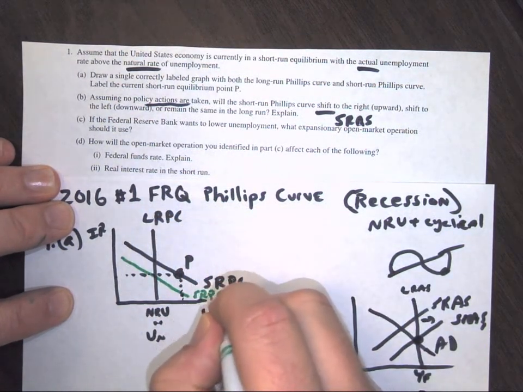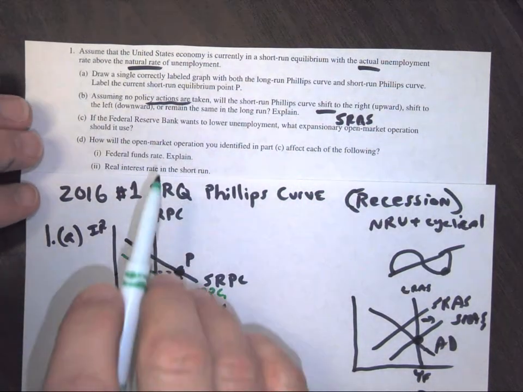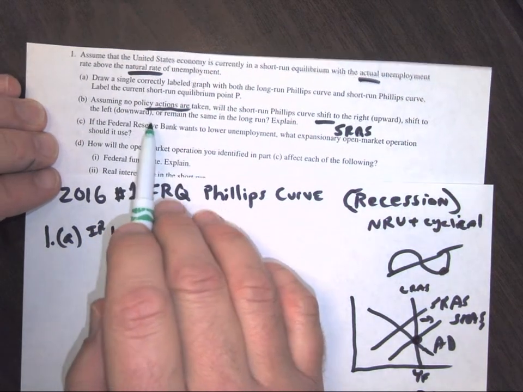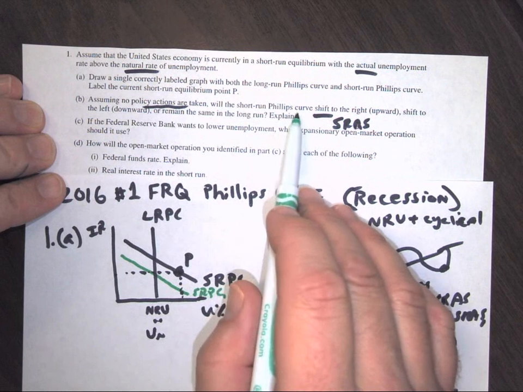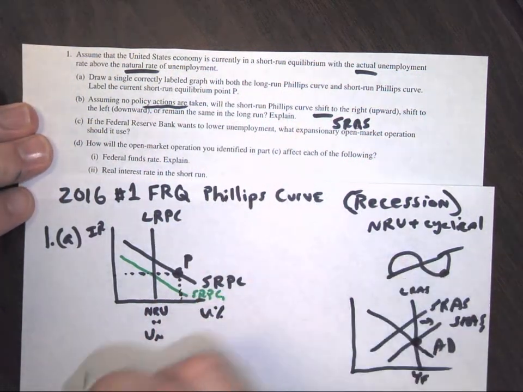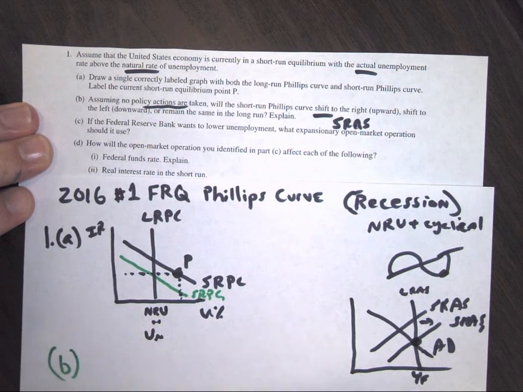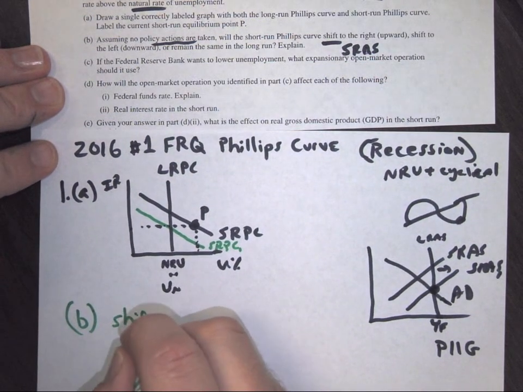Now I have my new spot, and they only asked, okay? They didn't tell me to draw it on the graph. Isn't that crazy? So that's kind of tricky right there. It just says, assuming it, will it shift right, left, or stay the same in the long run? So now we have part B. Just had to do some problem solving. So it's going to shift left.